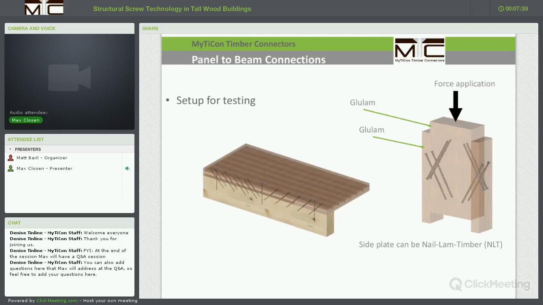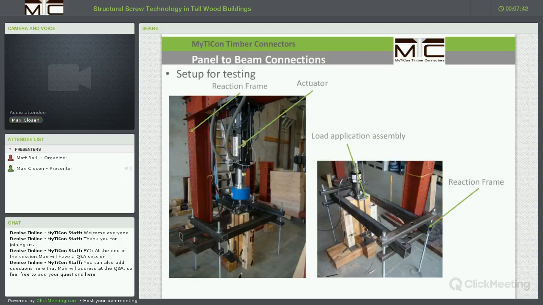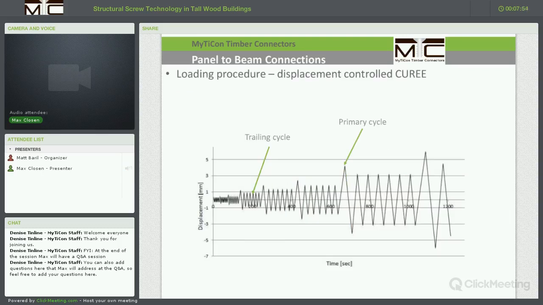However, it's not cross-laminated. For the testing, we used a simple reaction frame with an actuator that pushed and pulled our specimen to apply load. On the right-hand side, we see the small reaction frame that tied our specimen to the strong concrete floor.